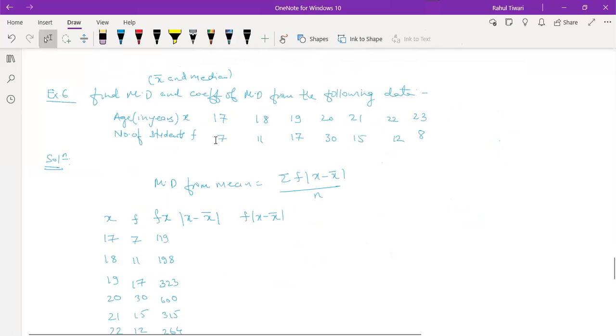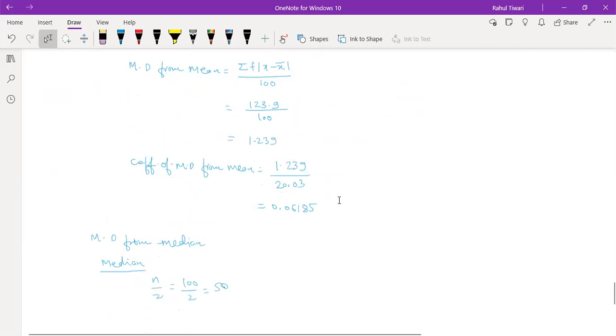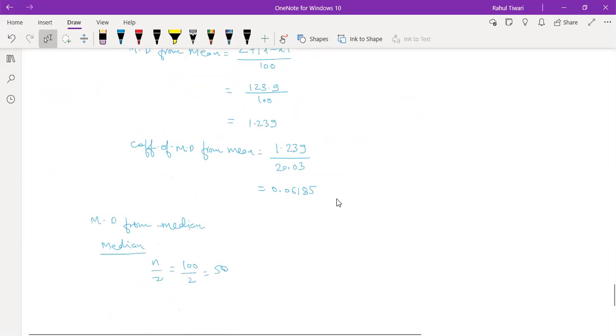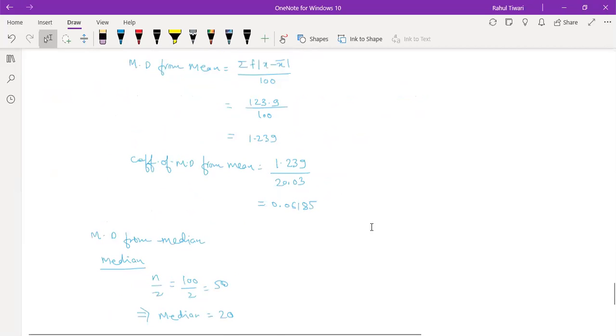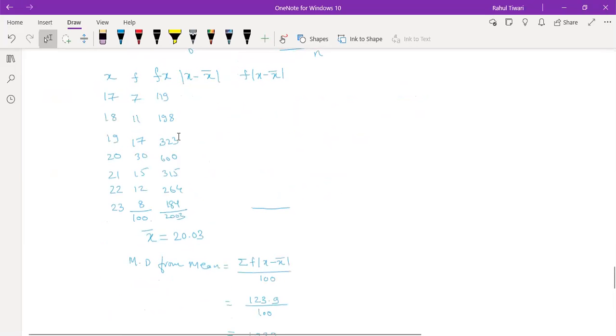7 plus 11, which is 18. 18 plus 17 is 35. 35 plus 30. So I think your median is 20. Yes, median is 20. So implies that median is 20. And once you get the median is 20, I think you can do all tasks here, right?